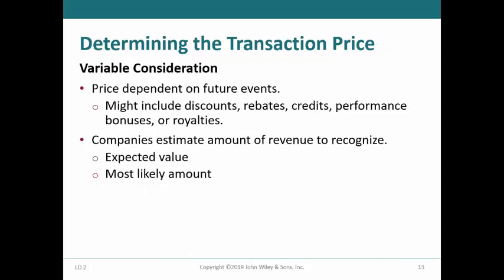Variable consideration means that the overall contract price is dependent on a future event. These terms might include discounts, rebates, credits, performance bonuses, or royalties whose amount will not be settled until some future date. In order to estimate the amount of revenue to recognize in the current period, companies use either of two methods, the expected value or the most likely amount.